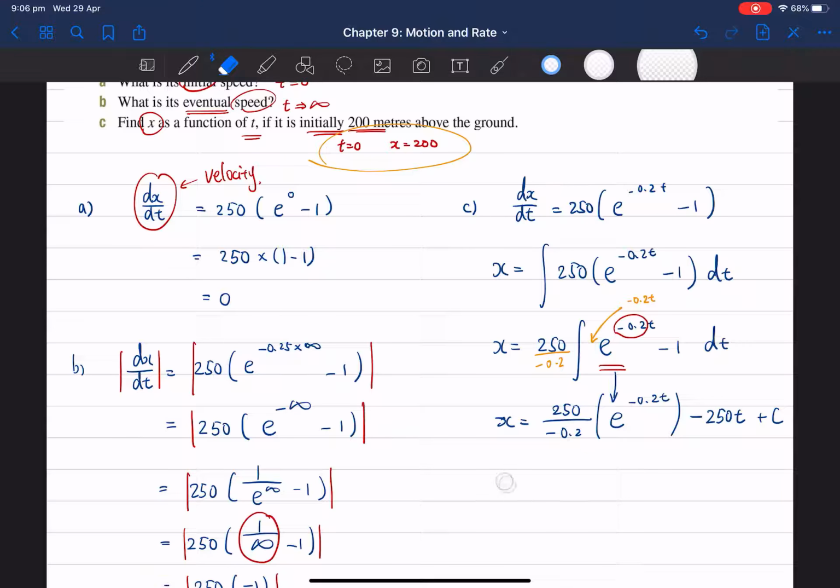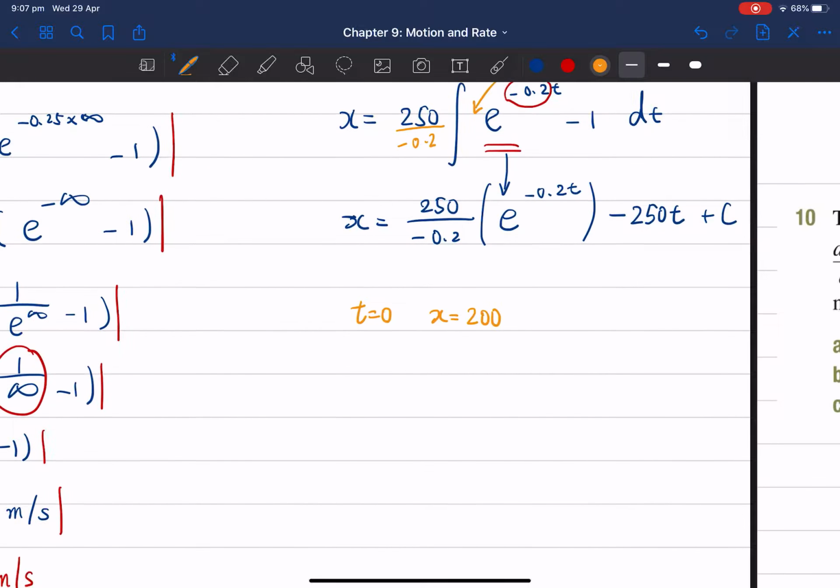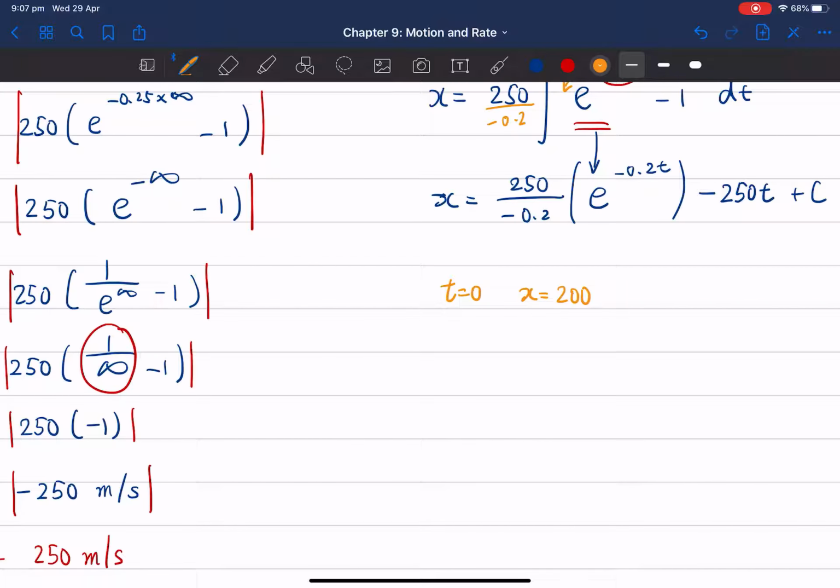So when t equals 0, x equals 200. Let's do a substitution to work out the value of c. So that becomes 200 is equal to 250 over negative 0.2, and then e to the power of 0 is just equal to 1, minus 0 plus c. So c is equal to 200 minus 250 over negative 0.2.